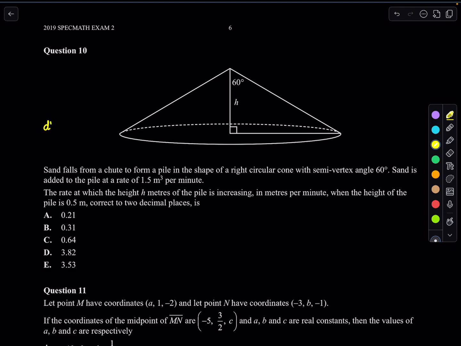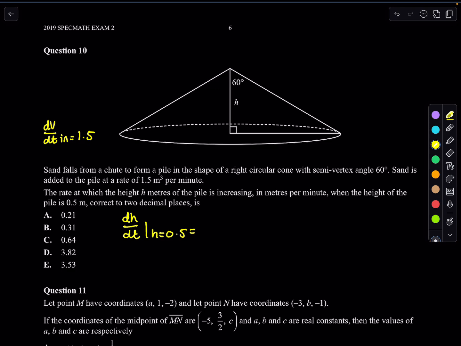So your dV dt in is 1.5. The rate at which the height of the pile is increasing, in meters per minute, is basically dH dt. That's what we're probably trying to find. When the height is 0.5, this is what we're overall trying to find, in 2 decimal places. All right.